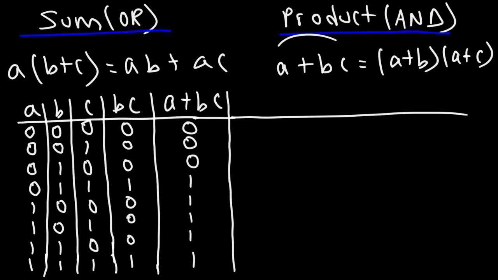So that covers the left side of the equation. So we're going to pay attention to this column because that's the total value of the left side. Now let's move on to the right side. So let's start with A plus B.